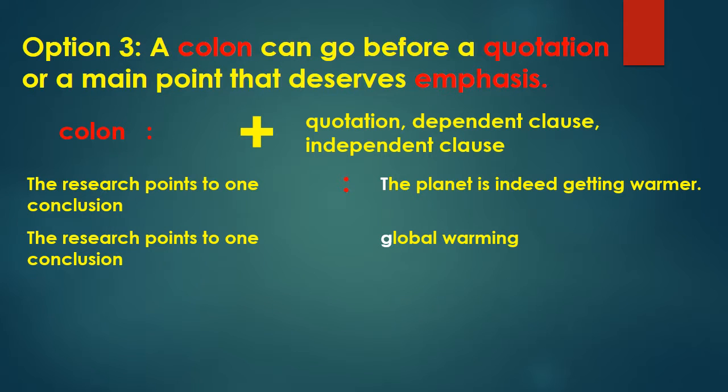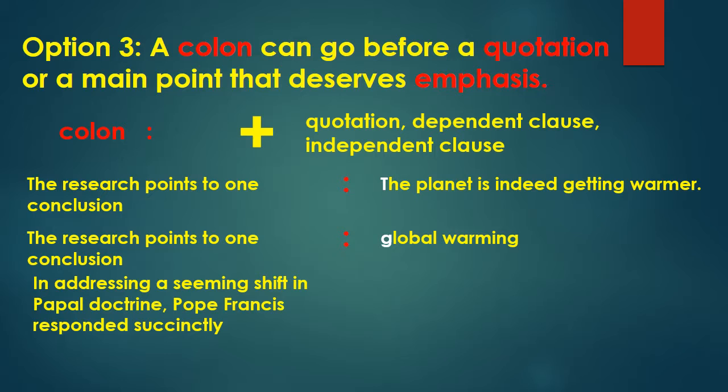Again, you can use that colon with a dependent clause or even just a couple of words. So in this one, the research points to one conclusion: global warming. And this is not a complete sentence by itself, but you can still put a colon in here to let your reader know this is an important idea. Pay attention. This is the colon saying pay attention. This idea is important, reader. And as a side note, you as a reader can use the strategy of recognizing colons so that you have a better understanding in complicated texts.